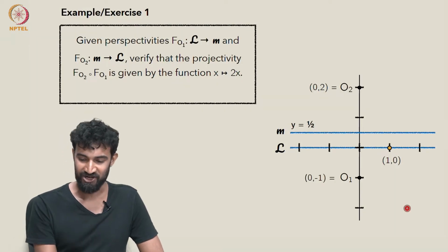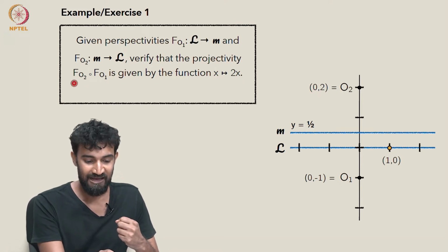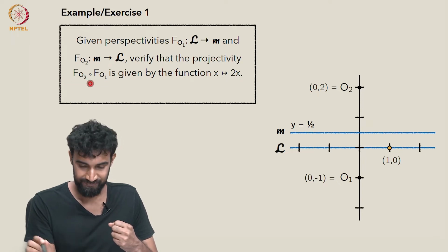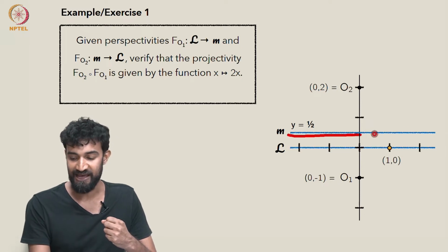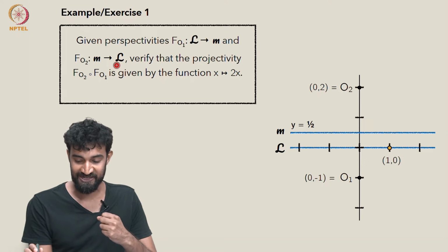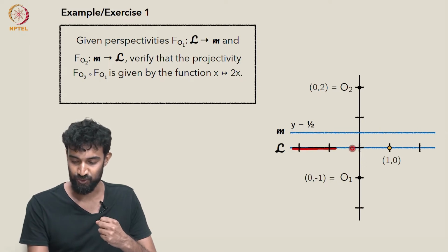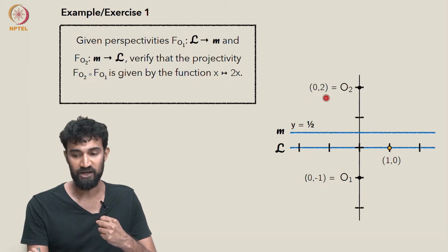So let's start with an example. Let's look at the perspectivity F_O1 composed with F_O2, where F_O1 is a map from L to this line M, y equals 1/2. That's the line M. And F_O2 is a perspectivity from M back to L. And O1 is this center here, 0, -1. And O2 is the point here, 0, 2.